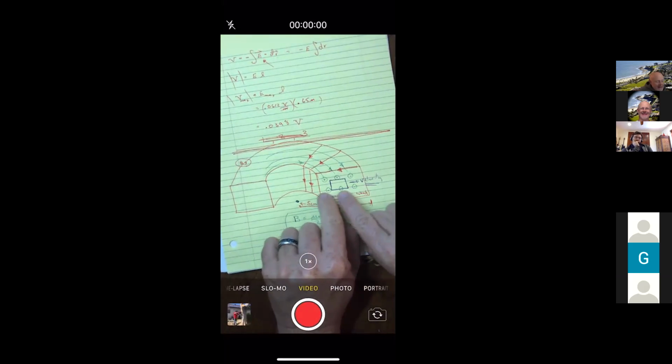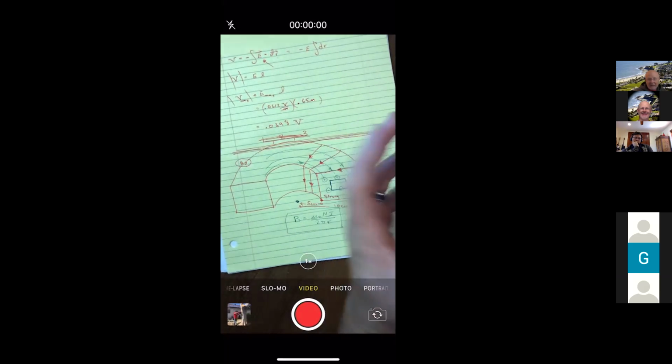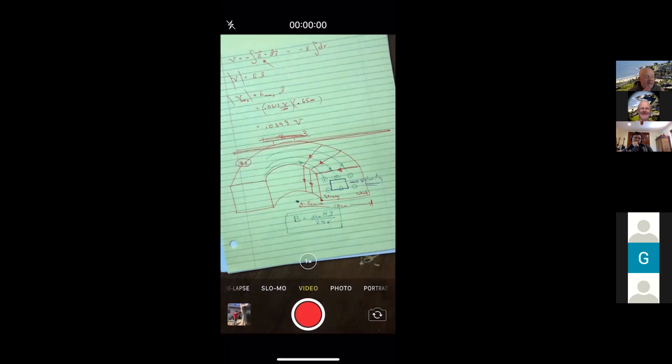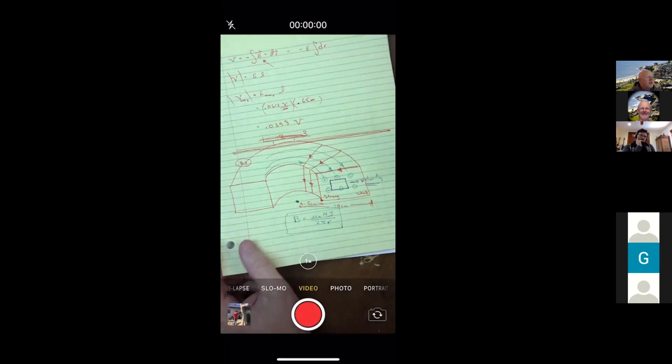So if this was back here a little bit to my left, it would have a strong field going through it. And as it moves along, the field is getting weaker, and so we're getting less and less flux. So is there a change in flux? Yes. And because of that, there's going to be an EMF. And so that's the key to the problem here. Now, the question says, find the magnitude and the direction.